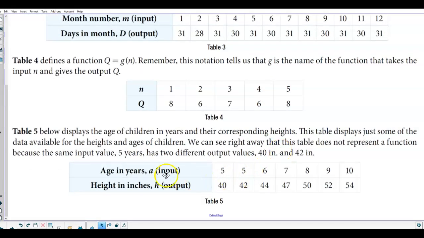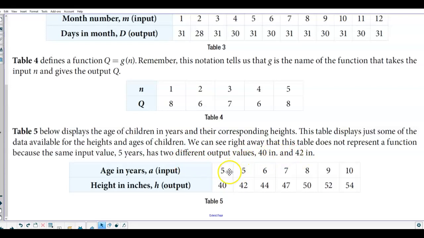Now the next table, 5, below, displays the age of children in years and their corresponding heights. This table displays just some of the data available for the heights and ages of children. We can see right away that this table does not represent a function because the same input value, 5 years, has two different output values, 40 inches and 42 inches.